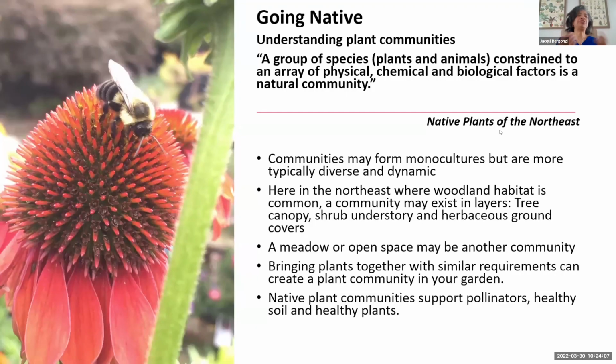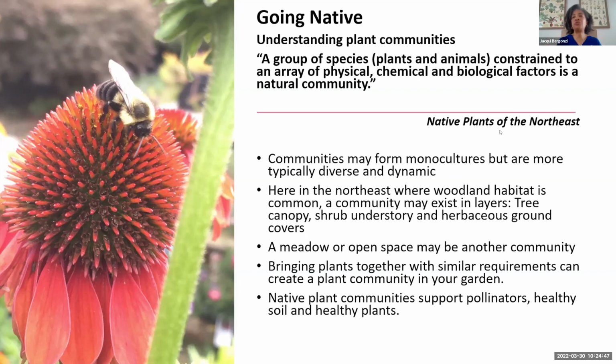So when we go native, we understand plant communities: a group of species constrained to an array of physical, chemical, and biological factors. That is a natural community. You'll find them if you walk through certain forests that are a little more undisturbed and more pristine. You'll notice some of the plants that we go out and buy naturally occurring in little colonies, growing with other plants. When we can access these plants, we can recreate these beautiful communities in our yard. It gives it a naturalistic setting, and it's what the pollinators and the wildlife are used to. And whether we're conscious of it or not, we are probably used to seeing that too.